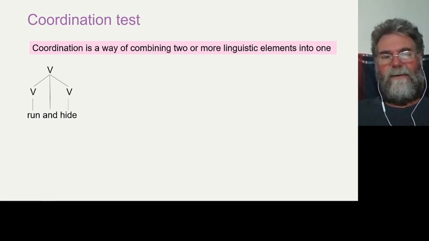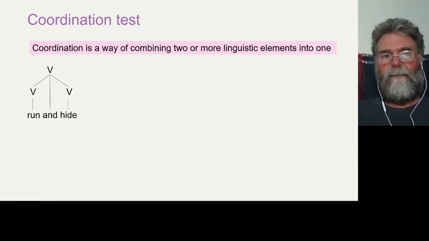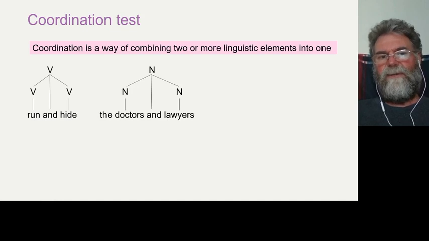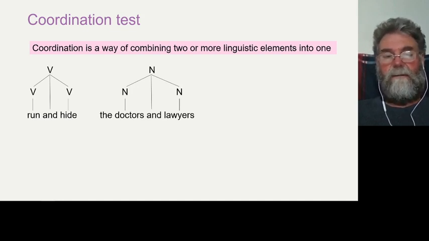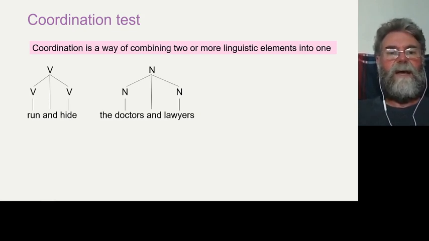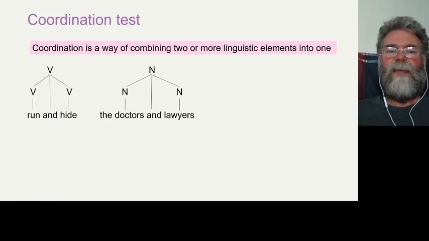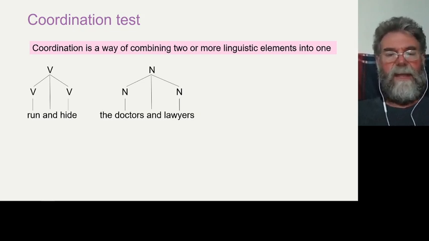So wherever you could have the verb run, you could also have run and hide. Okay, it's not just verbs that it works with, but also any kind of word. You can take any two words of the same category and coordinate them. And here we've got two coordinated nouns, the doctors and lawyers. Here we're coordinating doctors and lawyers as part of a noun phrase, the doctors and lawyers.